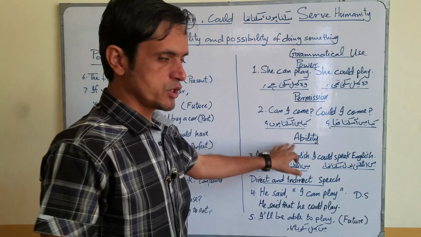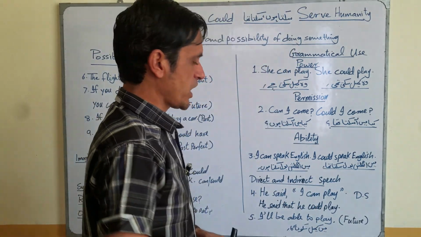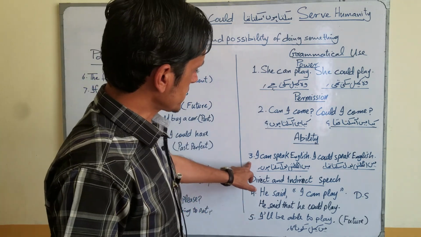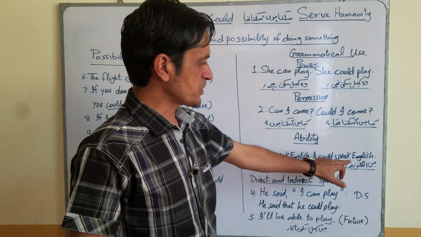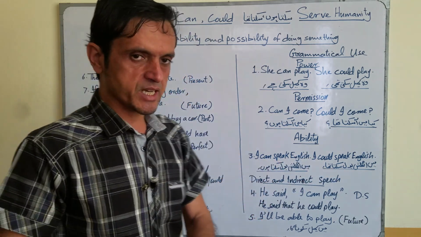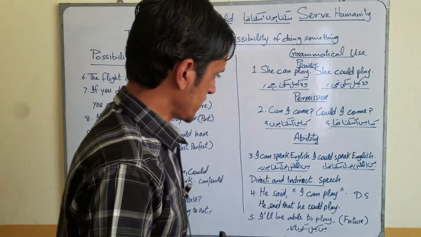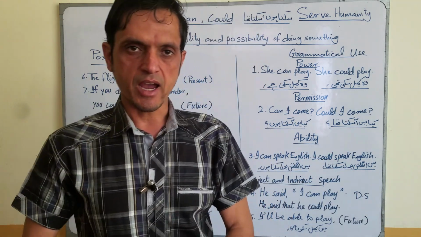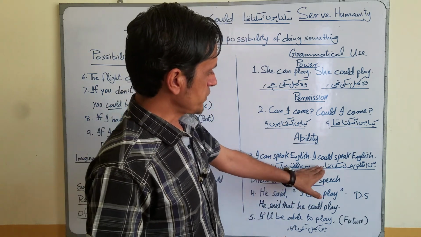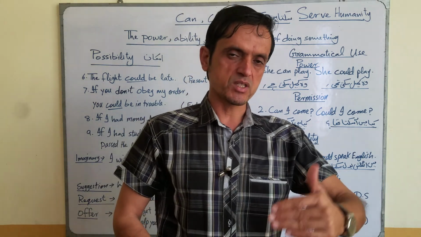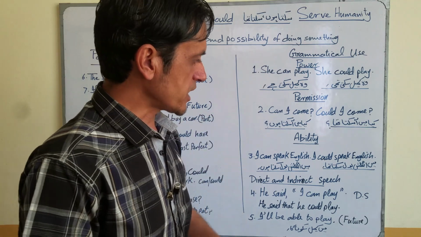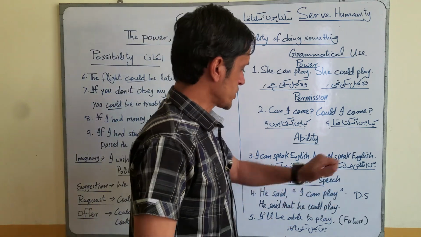And now ability. Can and could also show ability. If you have the ability of doing something, you can use can and could. Look at this sentence: I can speak English, I could speak English. One is present form and the other is past form. I can speak English means I have the ability to speak English. I could speak English means I had the ability to speak English, but now I cannot. If you use this sentence, it means you were able to speak English in the past, but now you don't have this ability. For that purpose, you can use could here.